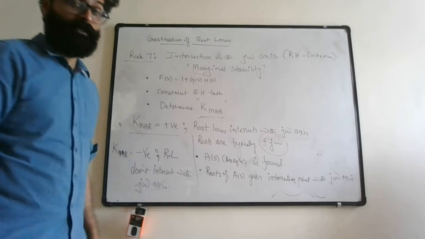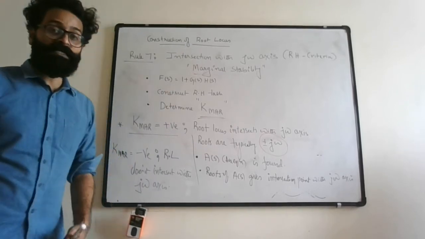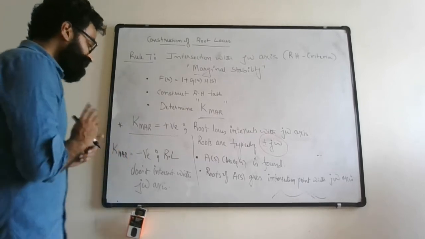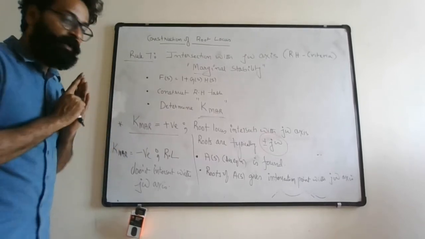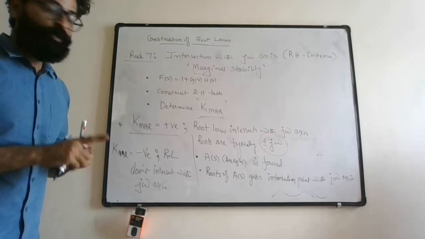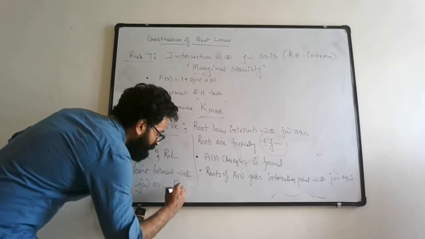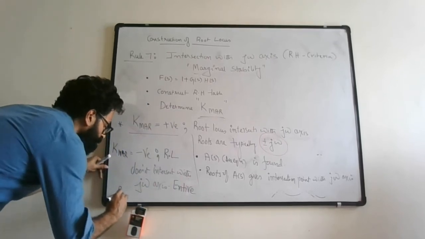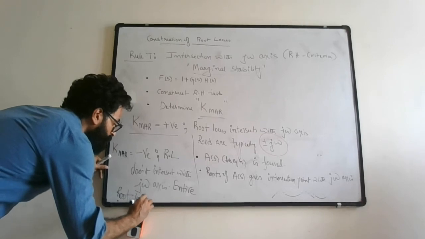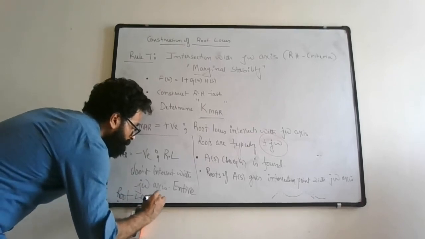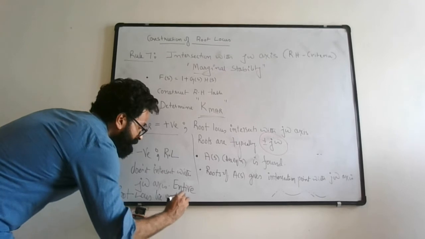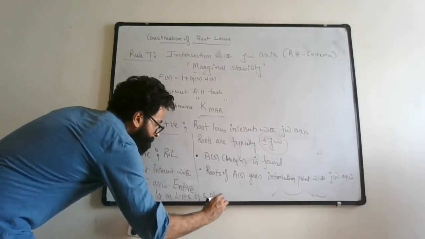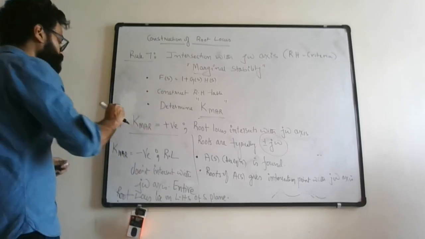What do you mean by that? It doesn't intersect. If it doesn't intersect, then where are you going to find the root locus? Whenever K marginal is negative, the root locus is not going to touch your j omega axis. So due to which entire root locus lies on the LHS of the s-plane. Very, very important.